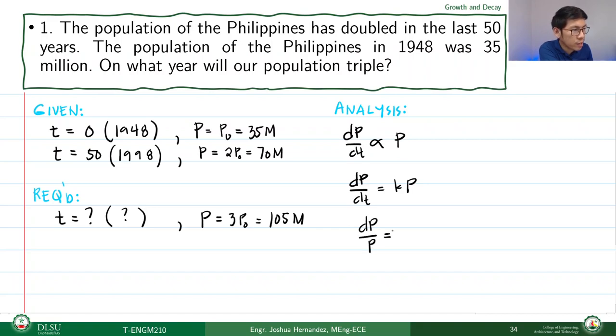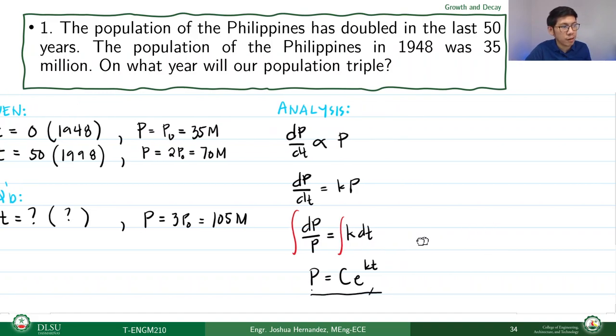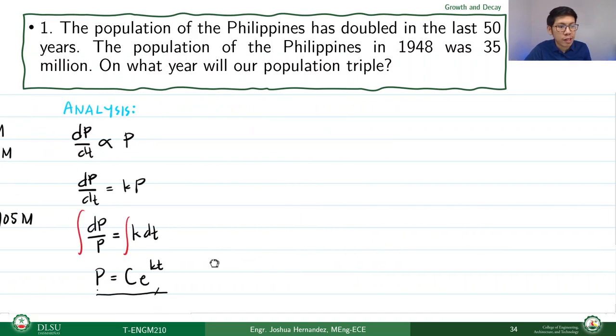And so solving for P, no? Solving for our differential equation, we have dP over P equals k dt. And by integrating both sides, we're gonna get P equals C e raised to kt. Sinortcut ko na kasi yung derivation naman ay ipinakita na natin on the previous slides. So ito yung ating first working equation, okay? First working equation.